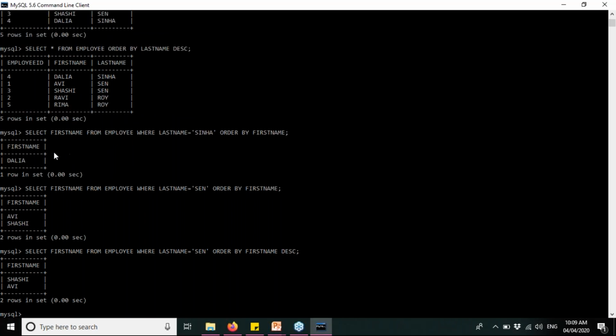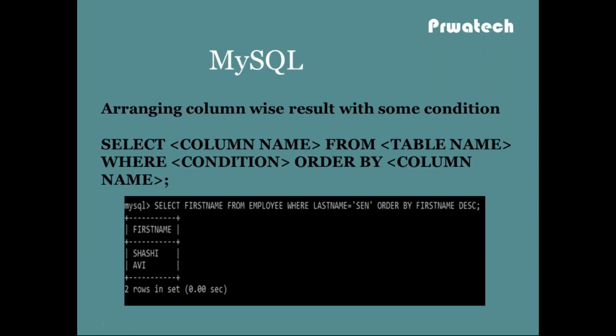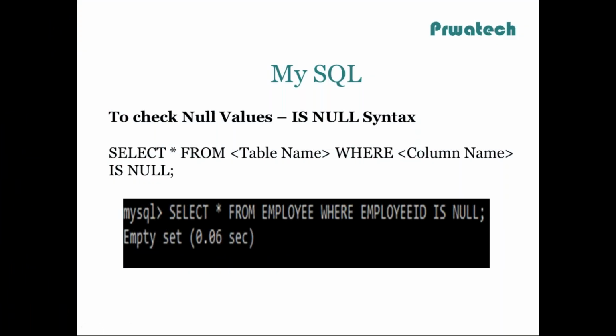Enter. Now see, the very same thing, but now in descending order alphabetically. Now here Shashi and then comes Avi. Okay. Now we would move on to our next command to check null values.